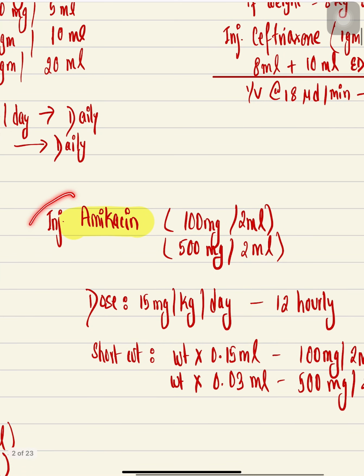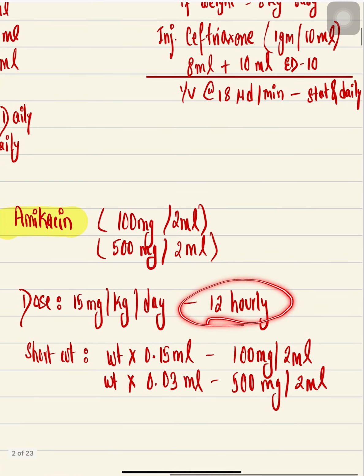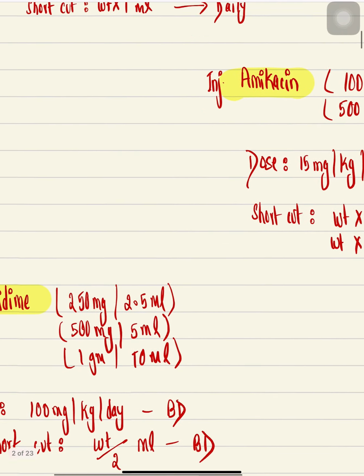Next, we have the antibiotic amikacin. Its formulation is 100 mg per 2 ml, 500 mg over 2 ml. The dose is 15 mg per kg per day. We give it BD or 12 hourly. Shortcut for this is weight into 0.15 if the formulation is 100 mg per 2 ml, but if the formulation is 500 mg per 2 ml, the formula becomes weight into 0.03 ml.